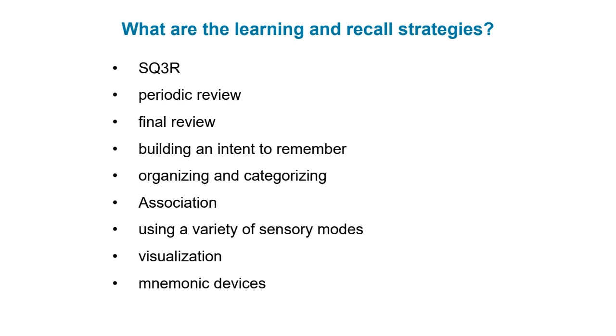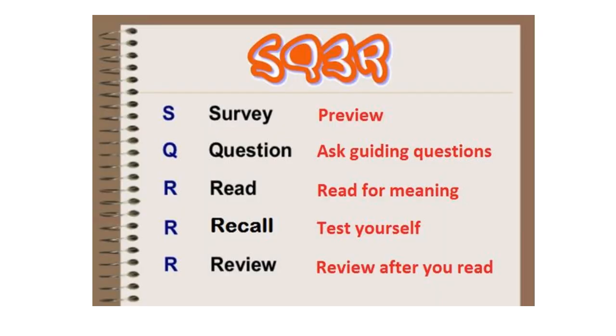Now, here's some other learning and recall strategies. We mentioned in chapter 1 the SQ3R strategy, right? They're going to touch on it again in this chapter because it is so valuable. Periodic review, final review, building an intent to remember, organizing and categorizing, association, using a variety of sensory modes, visualization, and mnemonic devices. So going through each one, we know what SQ3R is.